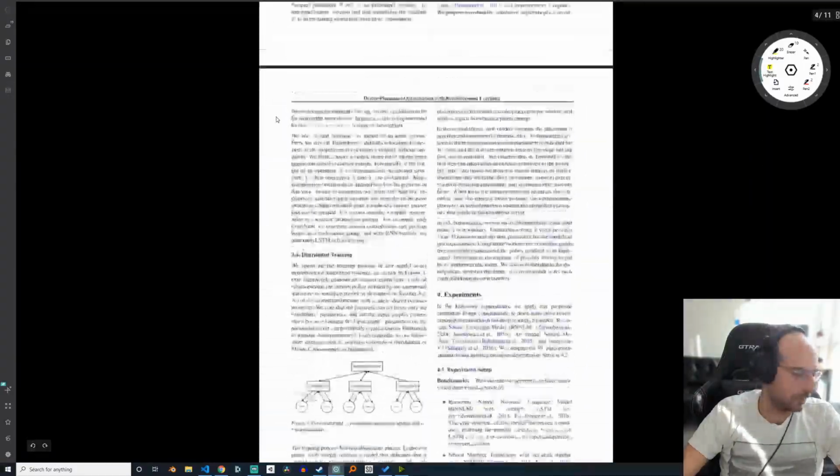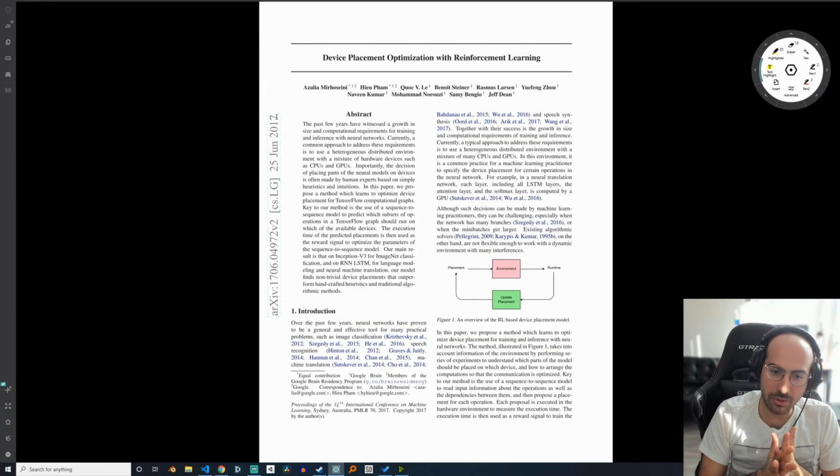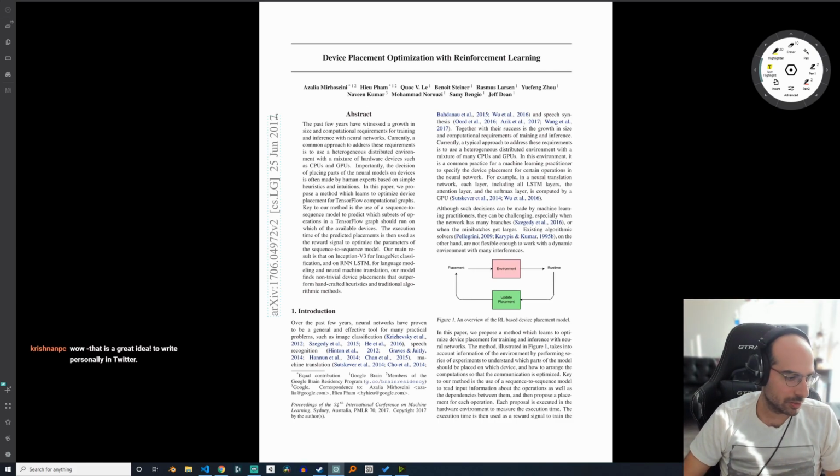All right. So here we're going to talk about device placement. This is one of the rare applications of reinforcement learning that make money. So let's just go.